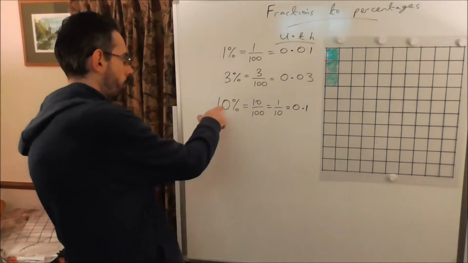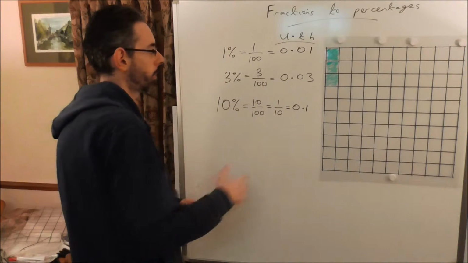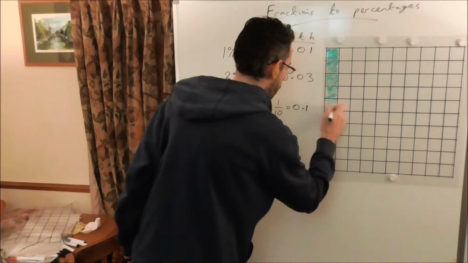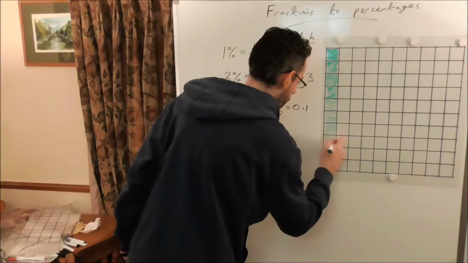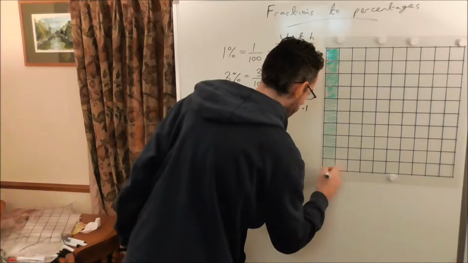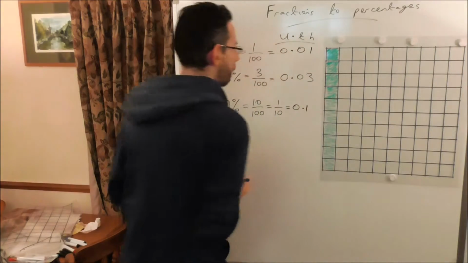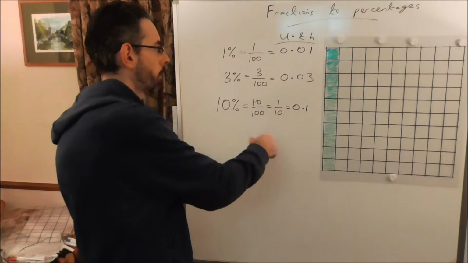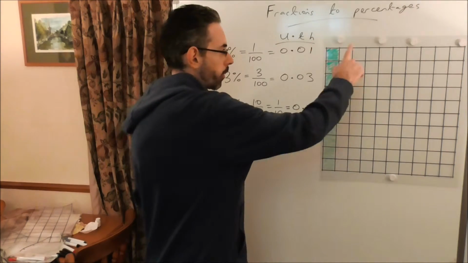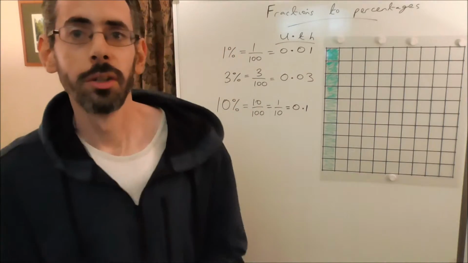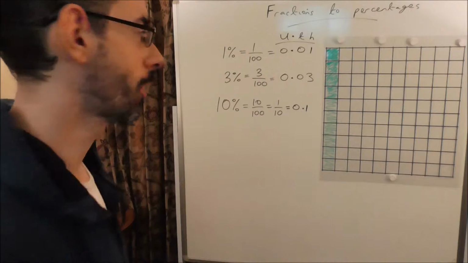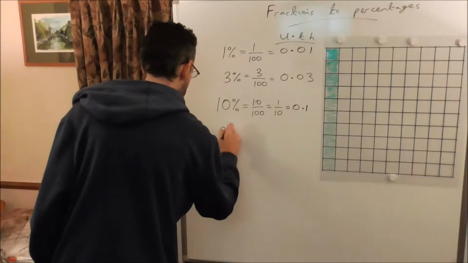And to shade in 10% of the grid, which is just 10 out of 100, I just need to shade in 10 of the squares. Well, I'll shade in this column. This is 10 squares. Like that. And you can see that 10% is the same as 1/10 because I've shaded in 1 column out of the 10 columns of the grid. So that's 10%. Let's just do one more. Let's do 27% as a fraction and a decimal.